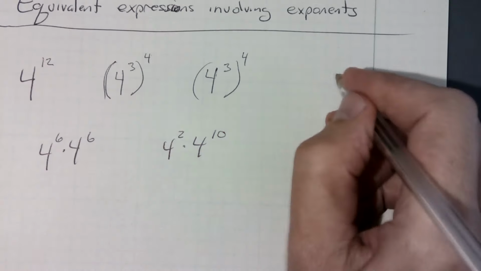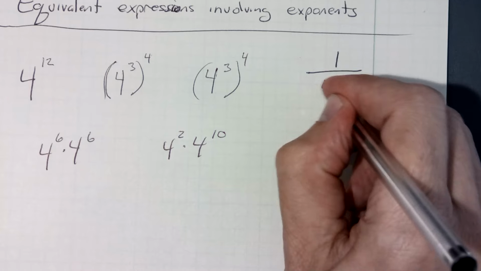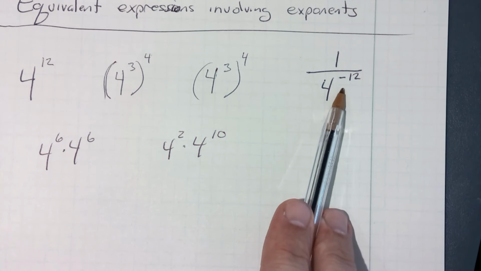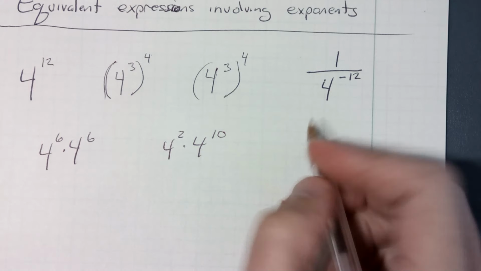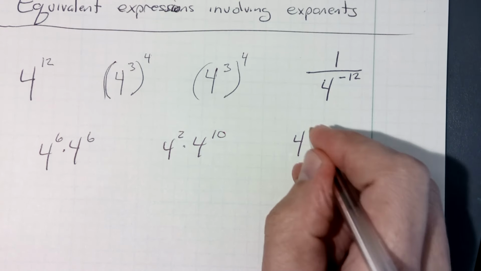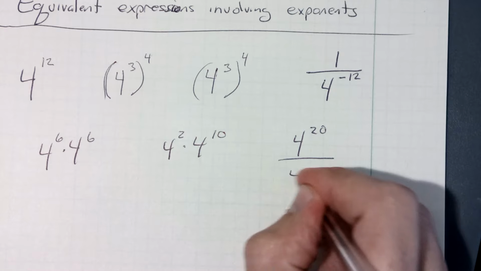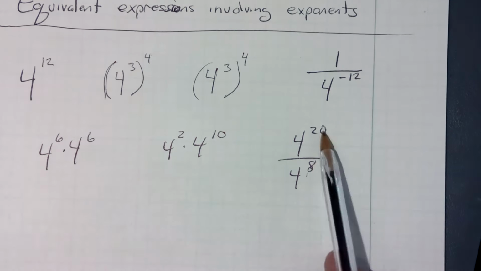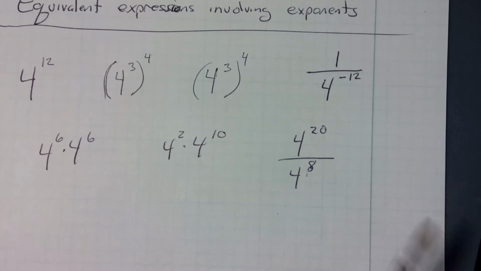We could represent it as 1 over 4 to the negative 12th if we start including negative exponents. Then we could actually do something like 4 to the 20th over 4 to the 8th, because then what happens when we subtract 8 from 20? These are all equivalent expressions.